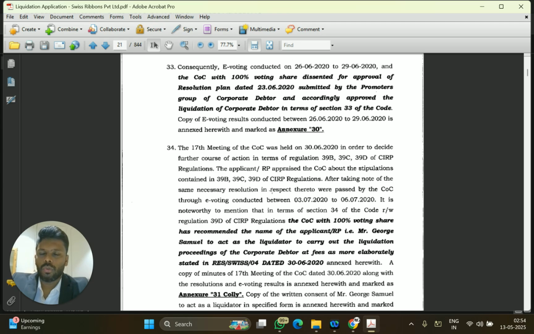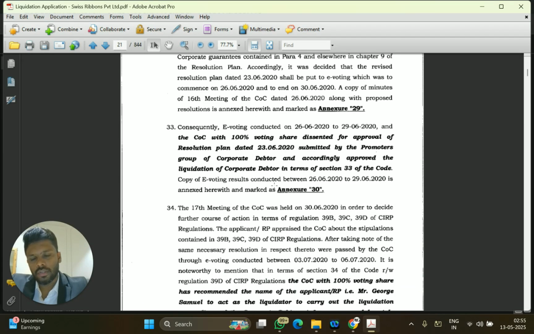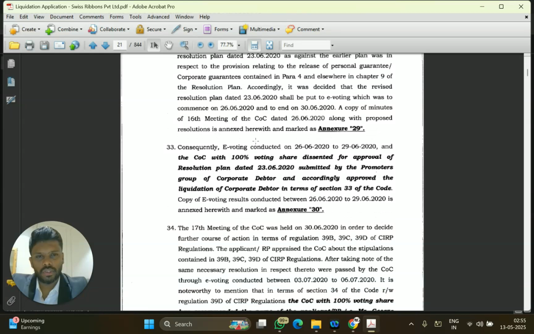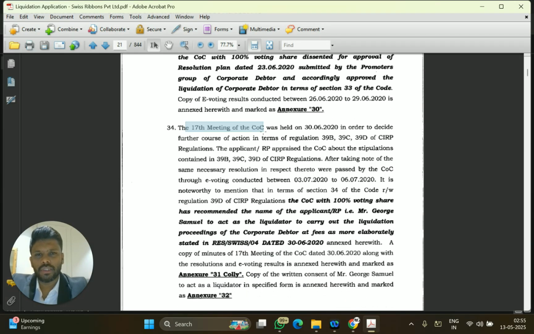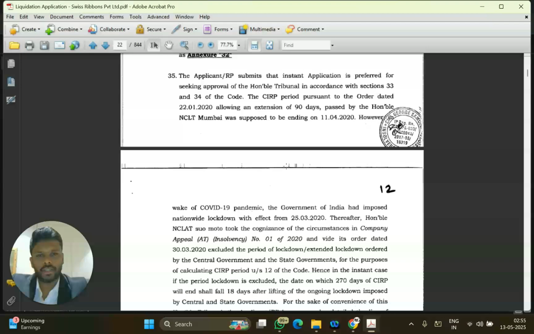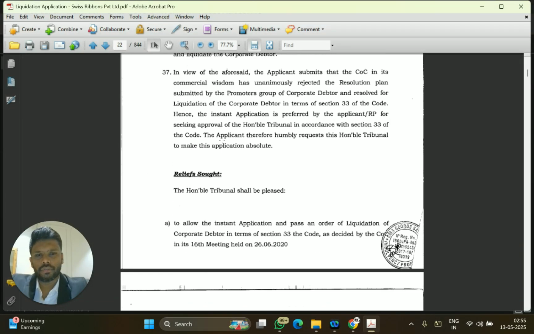Why would this happen? This would only happen if the committee of creditors thinks that the plan value is considerably less, and the company would be better off in liquidation, where they would fetch much more value. This was done in the 16th meeting. Then the 17th meeting was held, and the COC with 100% voting share recommended the applicant RP, Mr. So and so, to act as liquidator during the liquidation process. This resolution was also passed, and thereafter a certain extension application was filed, and subsequently the reliefs.